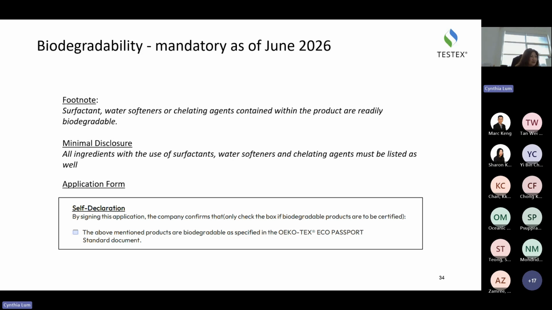In the application form, as stated here, by signing this application, you self-declare that the above-mentioned products are biodegradable as specified in the OEKO-TEX Eco Passport Standard document. We will need to do further checks, but the word biodegradable will not be included in your certificate. Right. So next one.